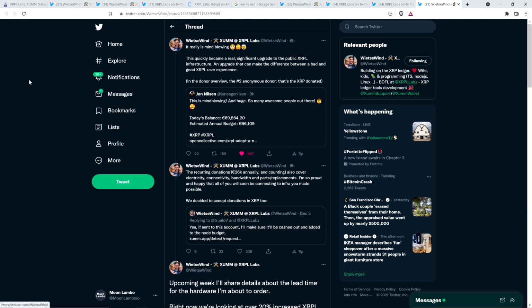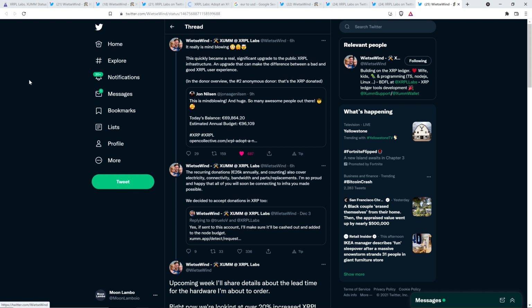He wrote on this topic, "It really is mind-blowing. This quickly became a real significant upgrade to the public XRP ledger infrastructure, an upgrade that can make the difference between a bad and good XRP ledger user experience. The recurring donations, which as of 6 hours ago were 26,000 euros annually, also cover electricity, connectivity, bandwidth, and parts/replacements. I'm so proud and happy that all of you will soon be connecting to infrastructure you made possible."